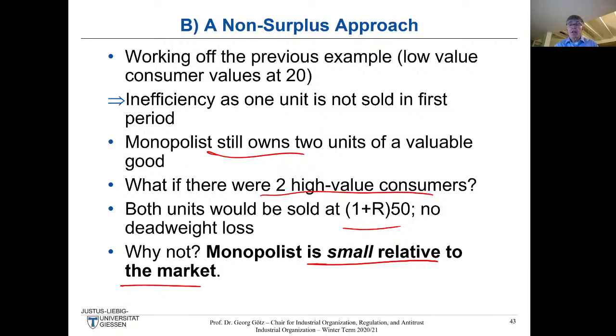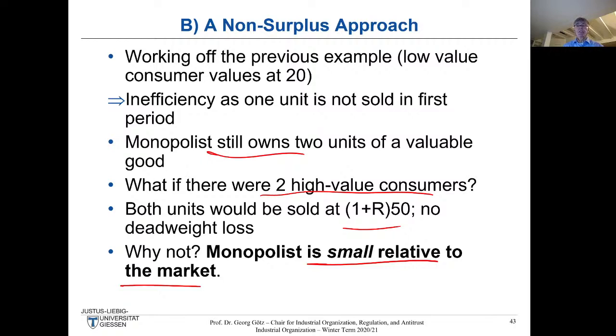Okay, so the point is, if you make your customers believe that you won't reduce the price, you don't have to reduce the price. Okay, that's your point here. That's what you try.